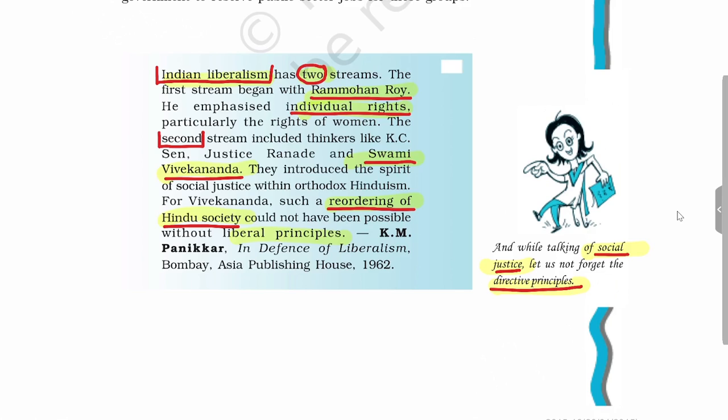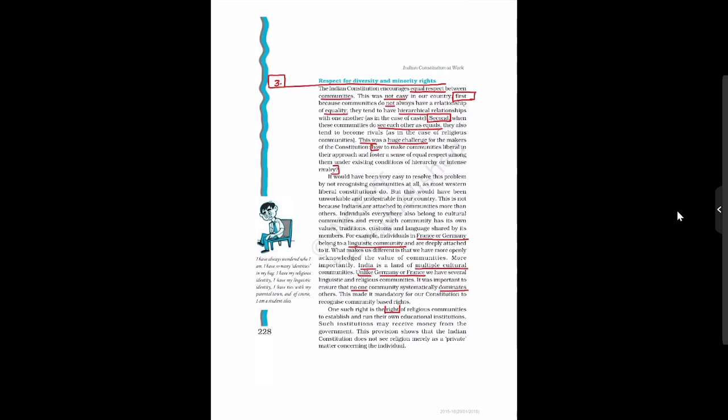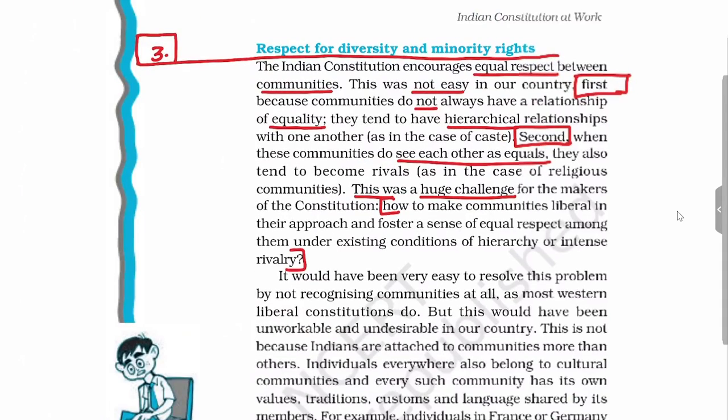Having seen two core pillars or values, now we'll move on to the third one. Respect for diversity and minority rights. According to Indian constitution, there should be equal respect among the communities. It is easy to say but not easy to do, particularly in India. Why? First, because communities do not always have the relationship based on equality, because they tend to organize in a hierarchical relationship, for example caste system. Secondly, whenever two communities see each other as equal, they become rivals.